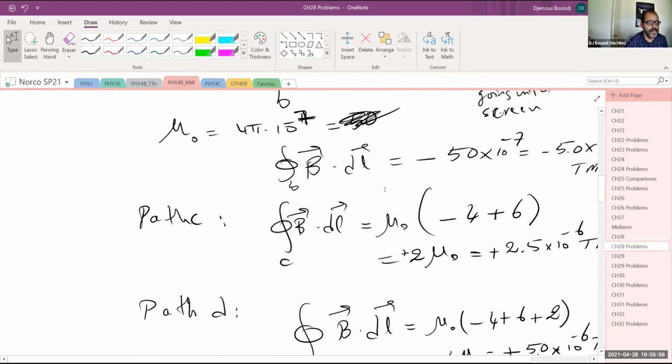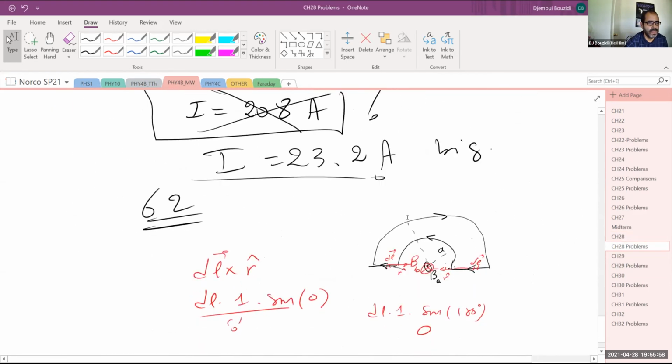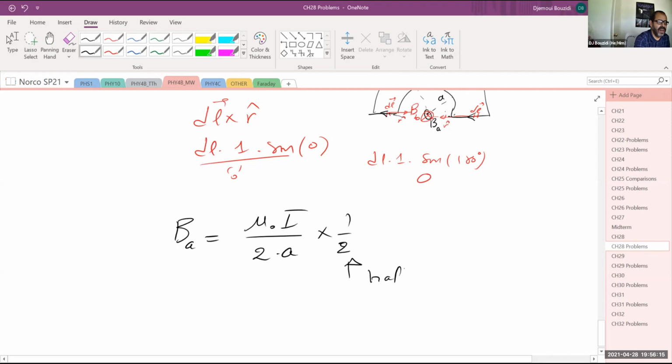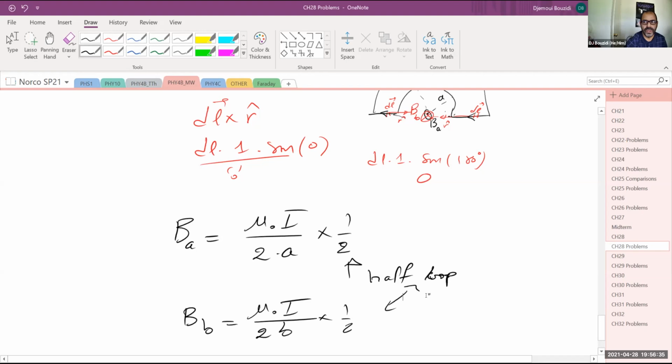So again, BA is going to be simply mu naught I over 2 times A times 1/2. The reason why it's 1/2 is because it's a half circle, half loop, basically. That's all. And for B, it's going to be BB. The magnitude of that is going to be mu naught times I divided by 2B times 1/2 also for the same reason, because both of them are half loops.